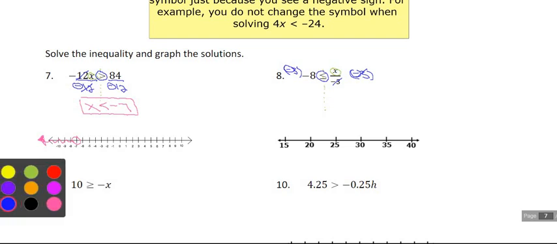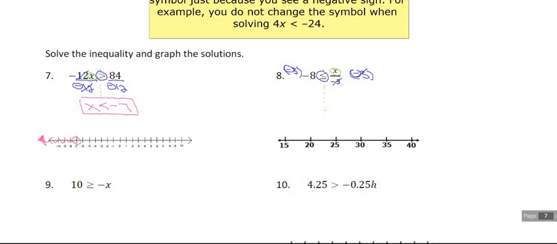I'm going to leave everything in its position until the very end. So negative 3 times negative 8 gives me positive 24, is greater than or equal to x. We had to flip that inequality symbol, but now I'm going to flip the overall answer because I want my variable first. So then x is less than or equal to 24. Target number of 24 receives a closed circle right around here. And we shade to the left.